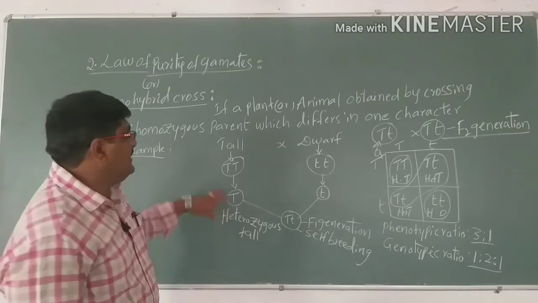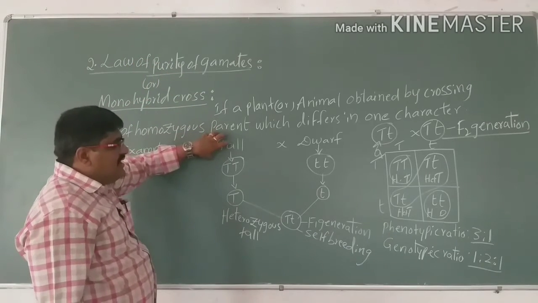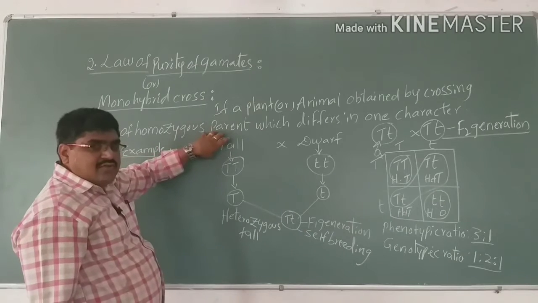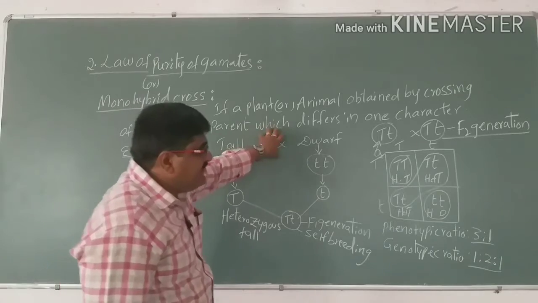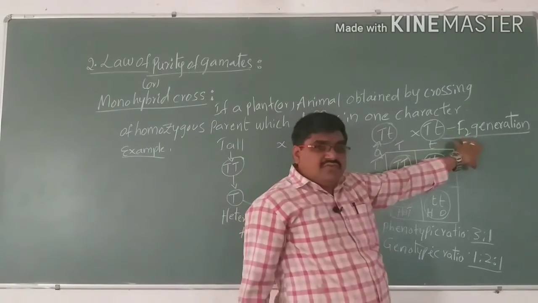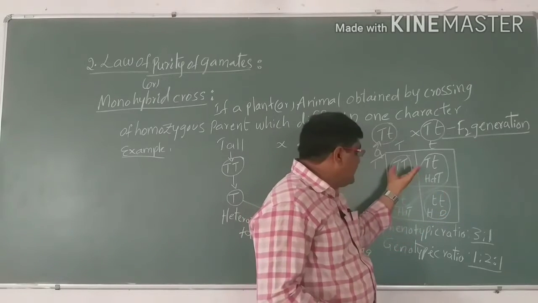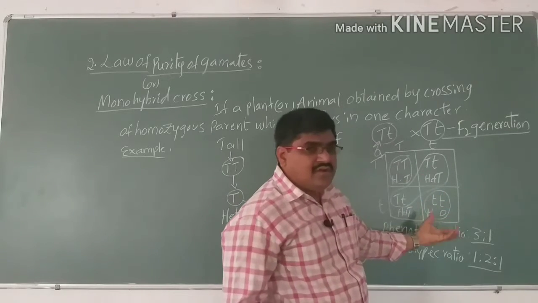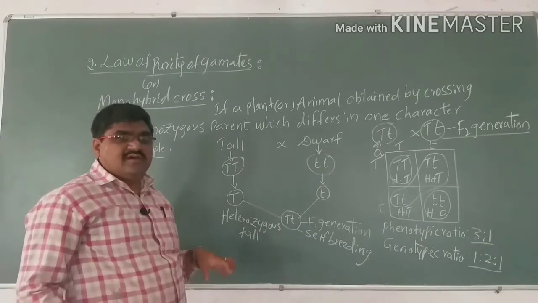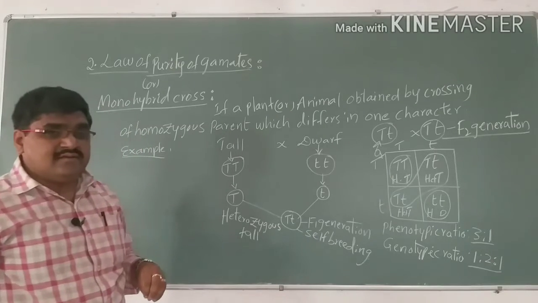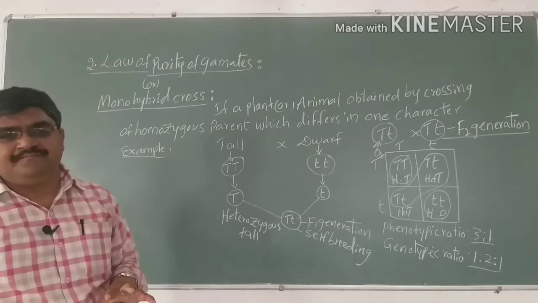This is how it is explained, that it is called the law of purity of gametes. The gametes we have taken are the parental gametes, that is, the homozygous parents, the tall and the dwarf. In the F2 generation also, we are able to produce only the tall and the dwarf characters, not any other characters. So this law we can call the law of purity of gametes.